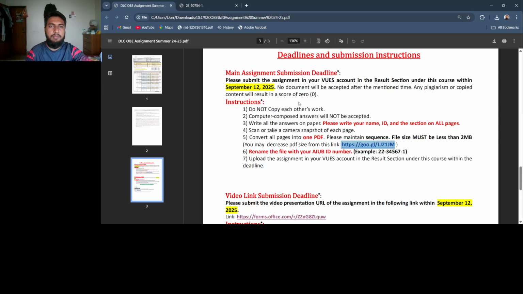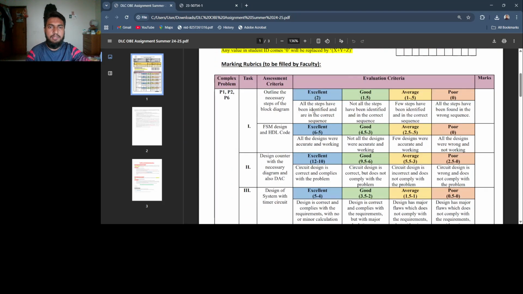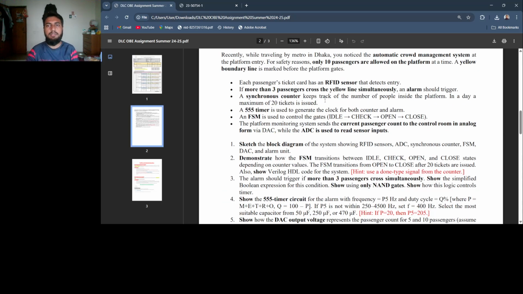Now I explain about my DLC assignment. This is my assignment. This assignment is about an automatic cloud management system. Here are some conditions.